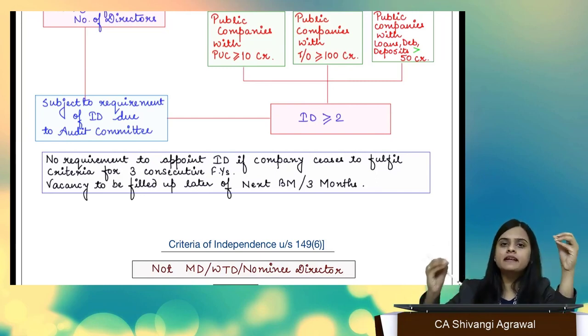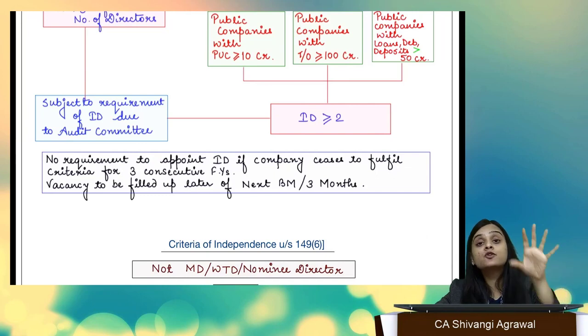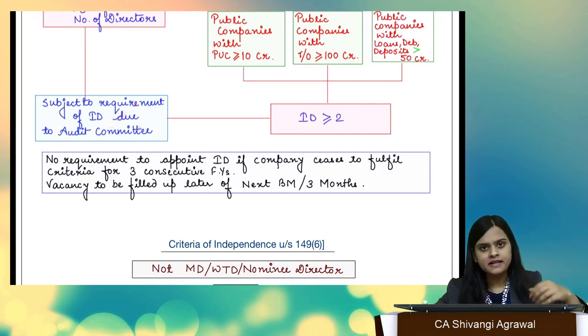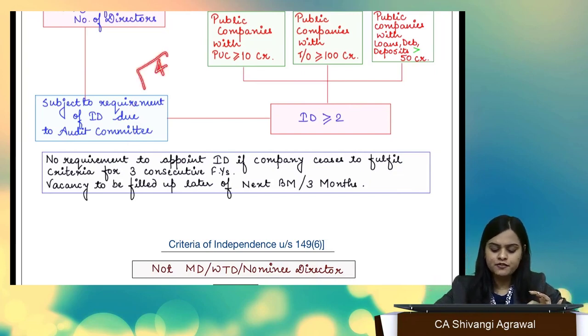Whatever independent directors you are appointing have to be subject to the requirement of audit committee, NRC, any other law. That means if audit committee says you need 4 independent directors, and this section says 2, appoint 4.